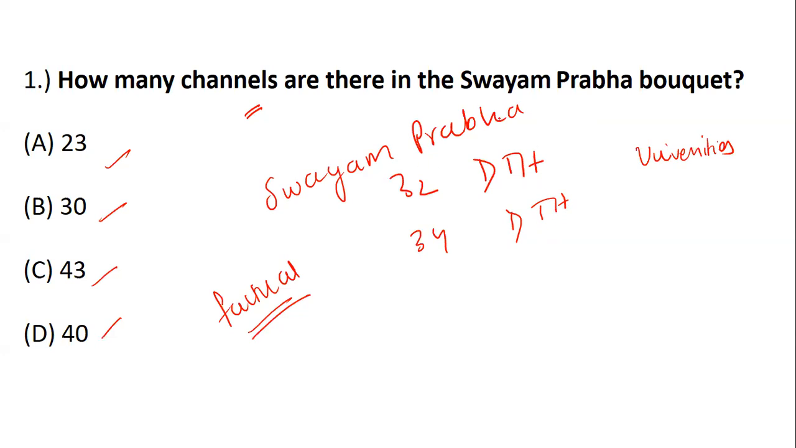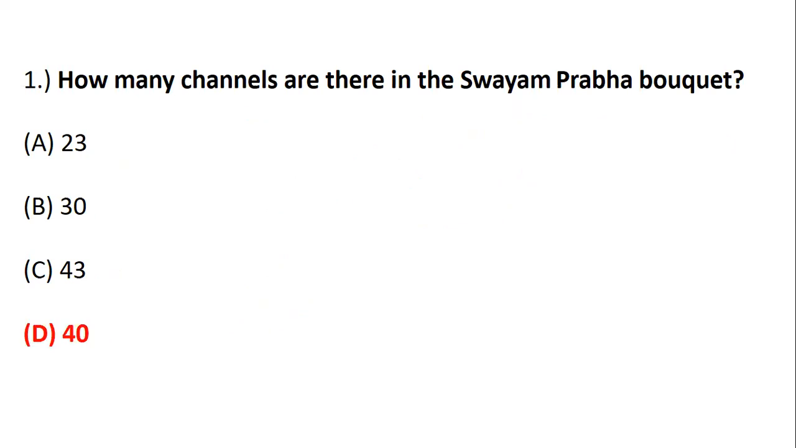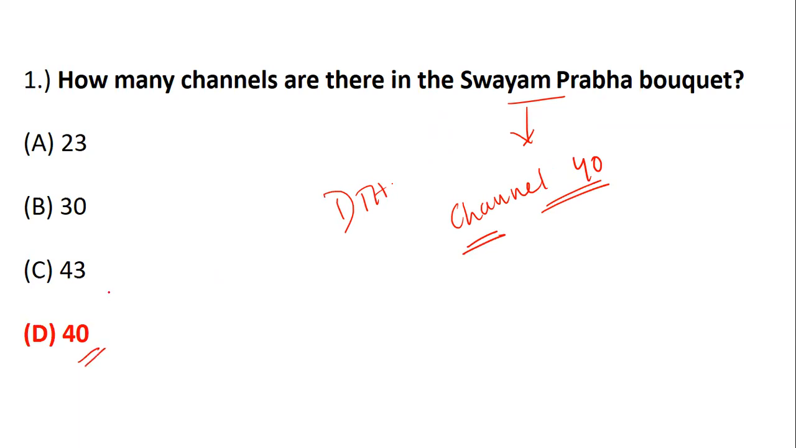So, how many channels are there in the Swayam Prabha bouquet? Is it 23, 30, 43 or 40? If we look at the total number of channels of Swayam Prabha, there are actually 40 channels. Please go to the Swayam Prabha portal and you can see channel 40. Earlier it was not updated. So there are 40 channels under Swayam Prabha, that is, the DTH (direct to home) channels, and the number is 40.